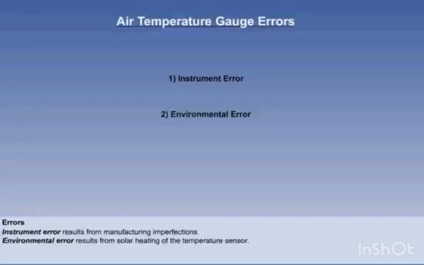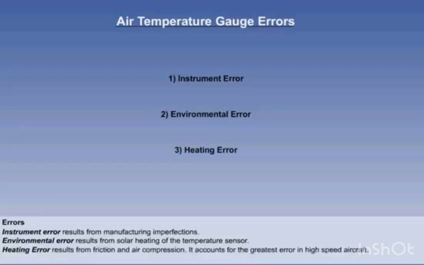environmental error. This error can occur as a result of solar heating of the temperature sensor. Direct reading thermometers in particular can be vulnerable to this type of error. Solar heating can be reduced by shading, which happens in a remote detector. Icing is also an environmental error.